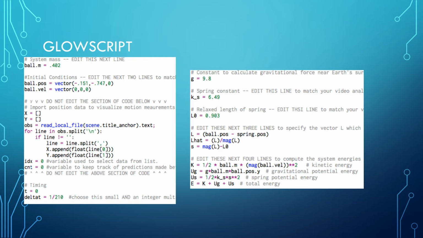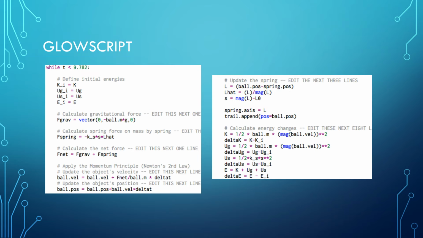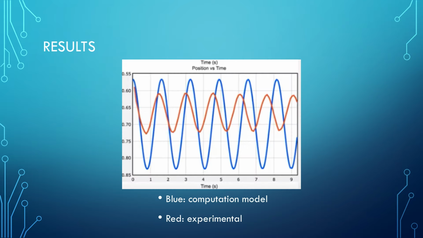So we manipulated a little bit of the formulas here, and this is just a continuation of the GlowScript code with a bunch of the fundamental principles shown here, such as Newton's second law or the momentum principle, and some energy changes over here with potential energy and kinetic energy. And the results we found are shown here. The blue is the computational model and the red is the experimental. And here we see that there is some error, but not too much.